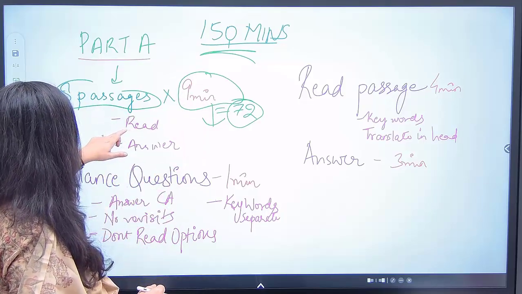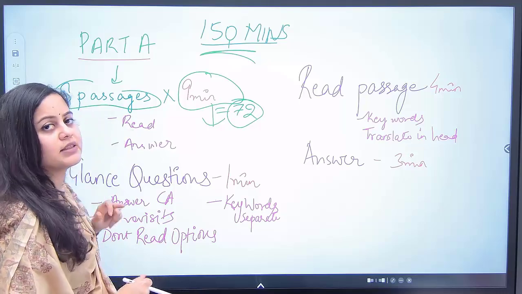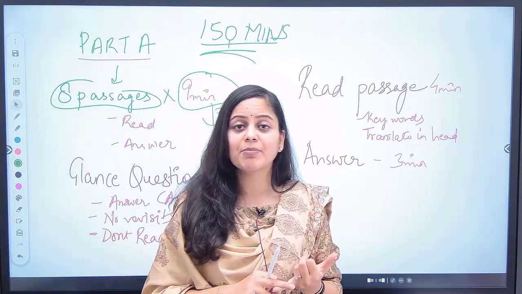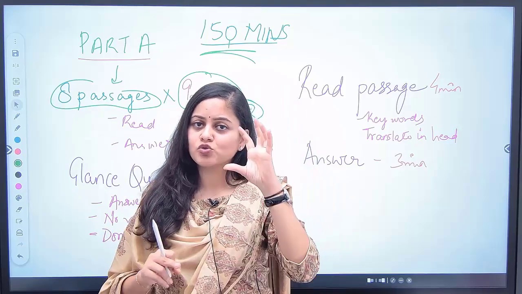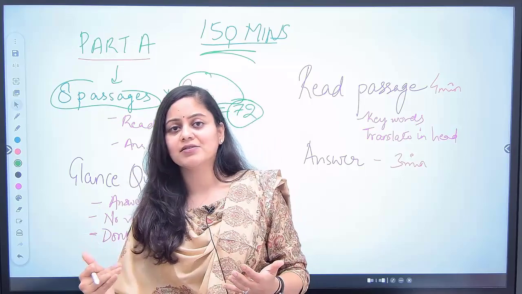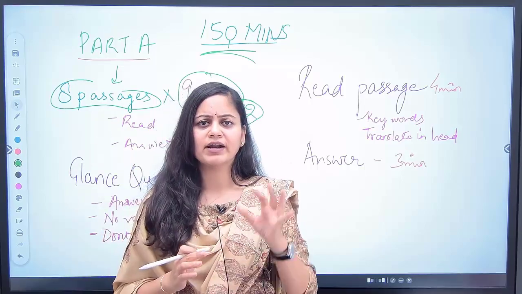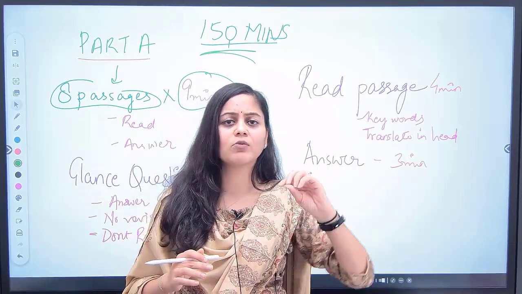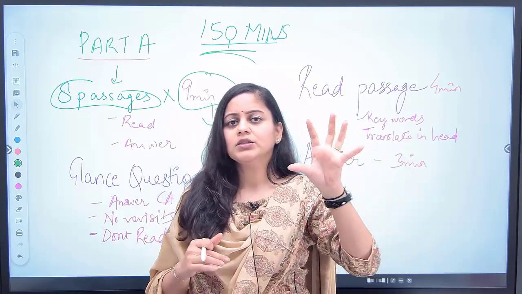Even keeping those 3 minutes aside for some other work can be done. Now here, if you see, what I've written here is that in this time you have to read the passage as well and answer it. So you have those 9 minutes in hand, in which you have to read and answer. How are we supposed to divide that? How much time should we give to reading and how much time should we give to answering? This is not very simple.